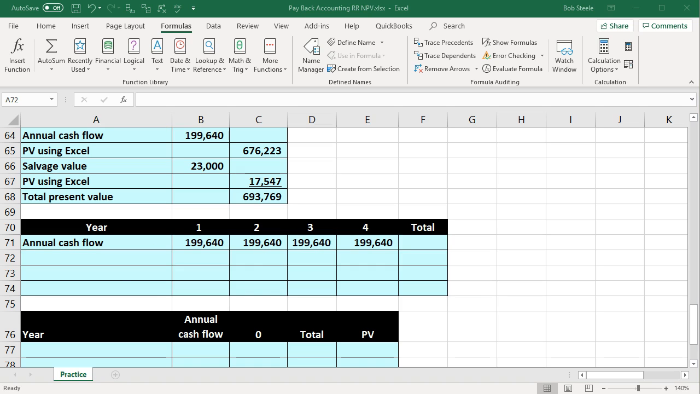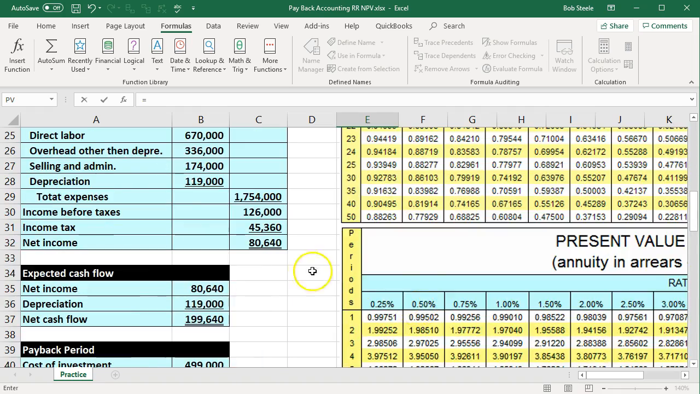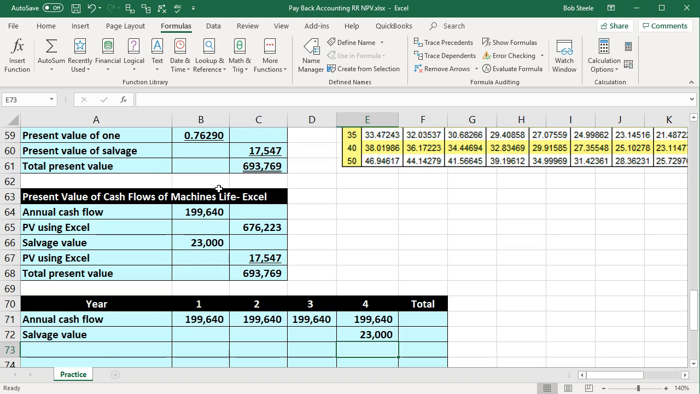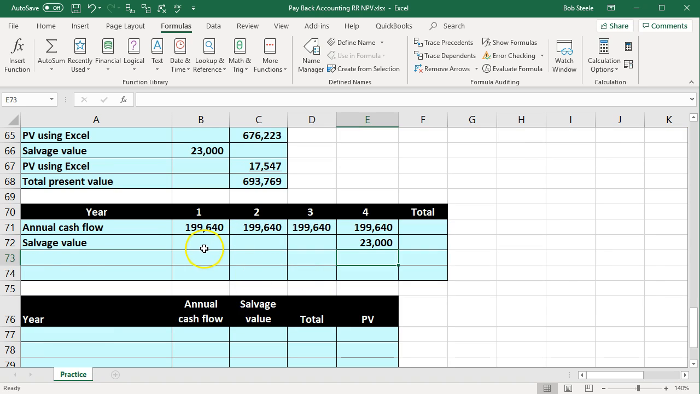And then we've got the salvage value, and that only happens in year 4. So that's going to happen in year 4. So I'm going to say this equals the salvage in year 4 that we're going to get back. Let's pick it up here. All right, and it doesn't happen each year.